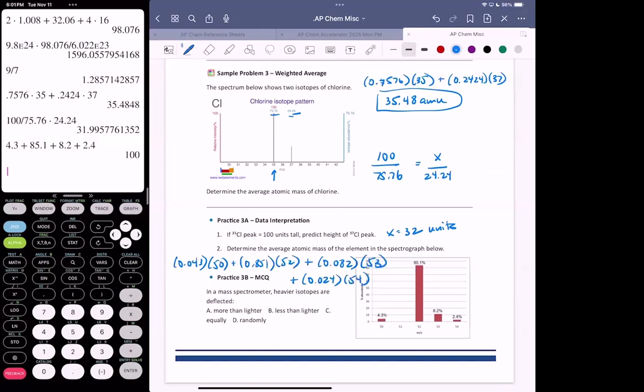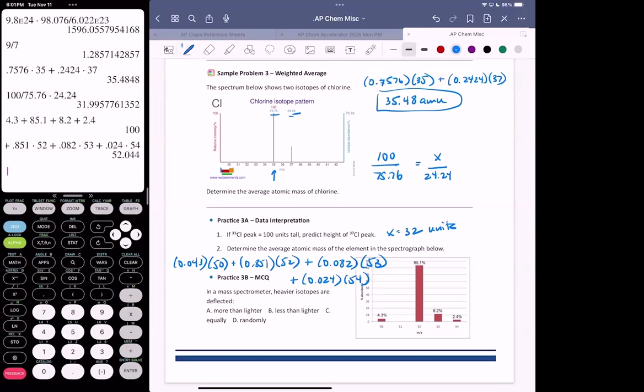So 0.043 times 50 plus 0.851 times 52 plus 0.082 times 53 plus 0.024 times 54 gives me an average atomic mass of about 52.0. Everything here is to the 10th place, so I'm going to give my answer to the 10th place. So that is equal to 52.0. And how do I check that I'm right? Well, it's definitely around these numbers, right? And it's pretty much at 52, which is the tallest peak, so that would make sense.